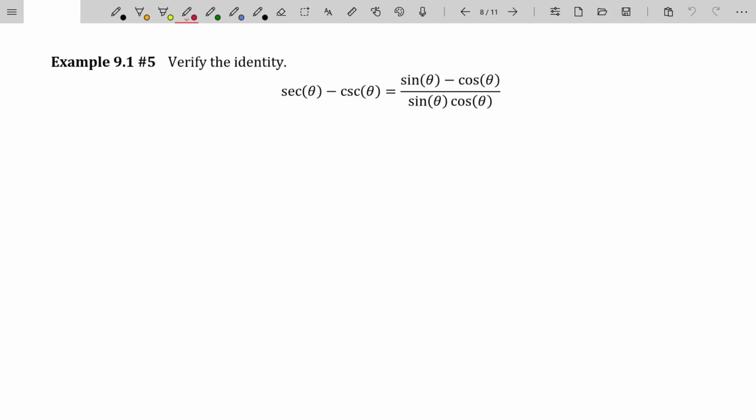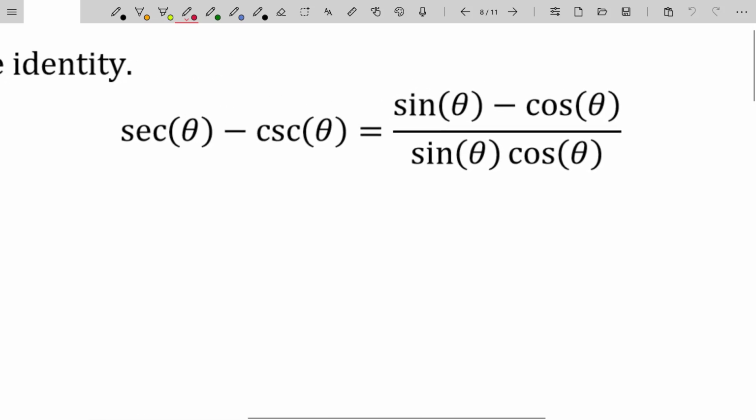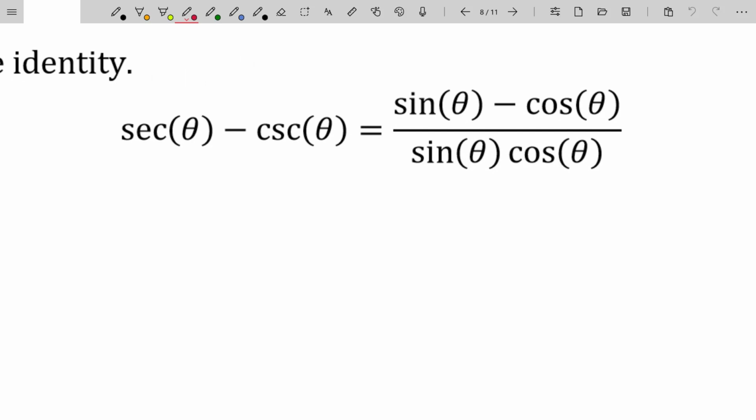So let's go ahead and start with a verification of an identity. When somebody says verify the identity, it really means just prove that either the left-hand side is equal to the right-hand side or the right-hand side is equal to the left-hand side. Now, when I look at an identity like this, and I want to prove it, I will often choose the side that has 2 terms versus the side that has only 1. The right-hand side has 1 term.